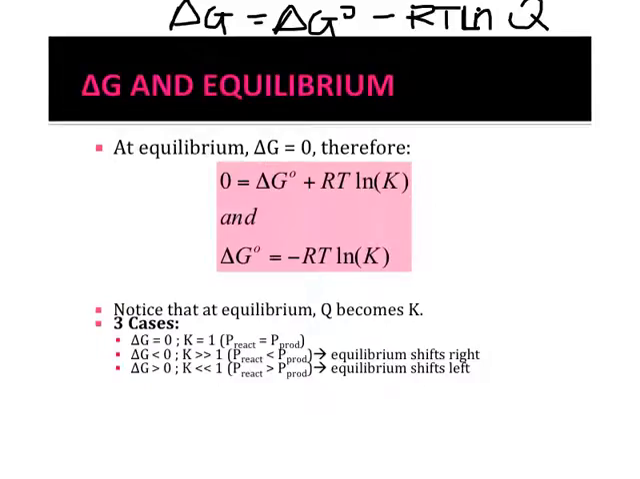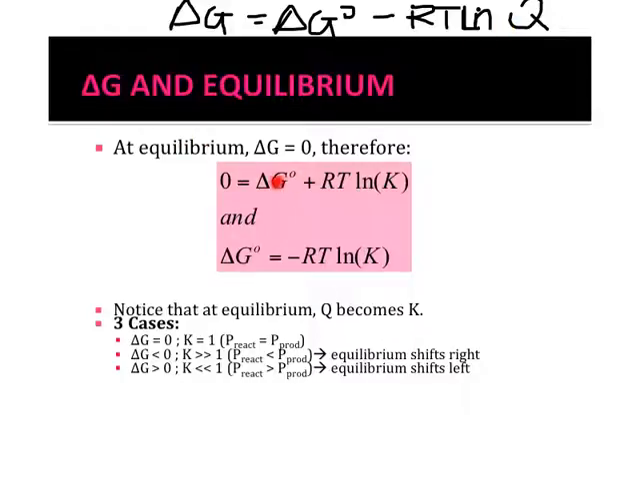Remember our initial equation that we had before, delta G equals delta G standard minus RT times the natural log of Q. This equation shows the pressure dependence of delta G, because Q will be the product pressures over the reactant pressures. If we're at equilibrium, delta G is equal to 0. And at equilibrium, Q becomes K, because remember, before equilibrium, Q is the initial set of conditions. But at equilibrium, Q becomes K. It's the same formula, different sets of concentrations or pressures.